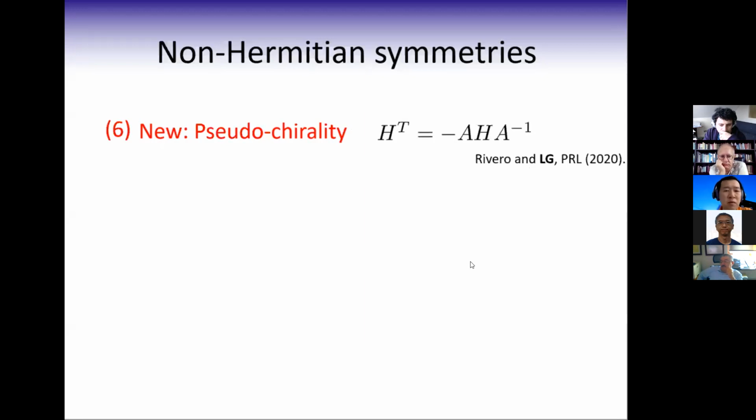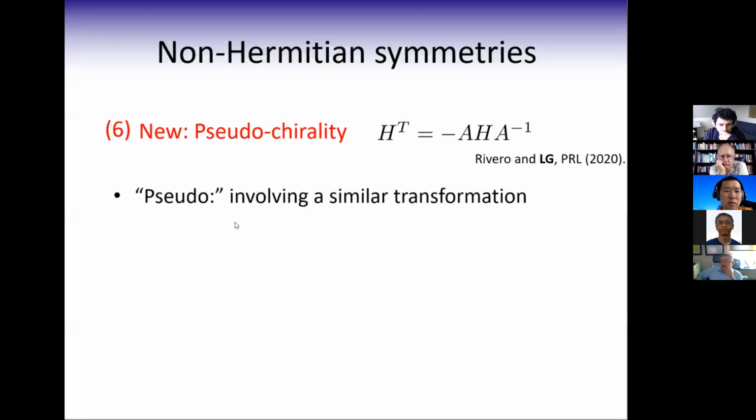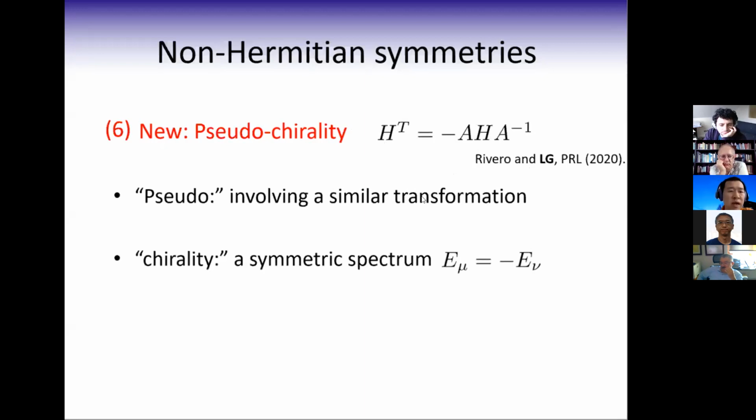So how did we come up with this name? First of all, by pseudo, we just mean that in the definition of the symmetry, we have a similarity transformation, similar to pseudo-Hermiticity. And we call it chirality because if you look at the spectrum of the Hamiltonian, it governs that the spectrum has this signature. Again, you have a pair of eigenvalues that are opposite of each other with regard to the origin of the complex energy plane.